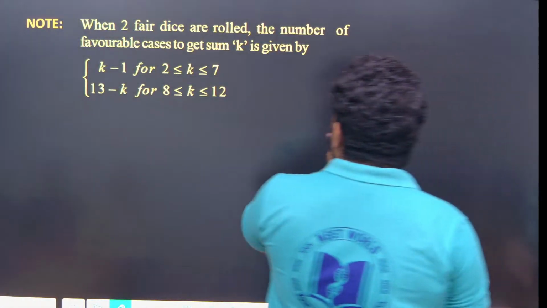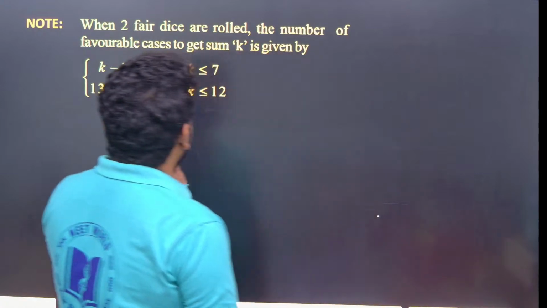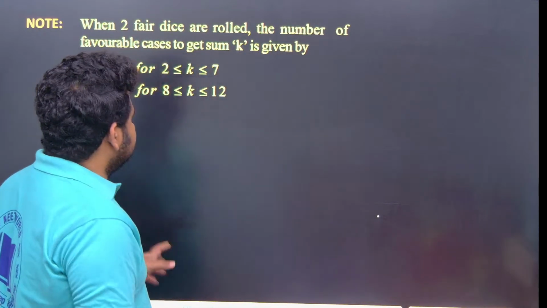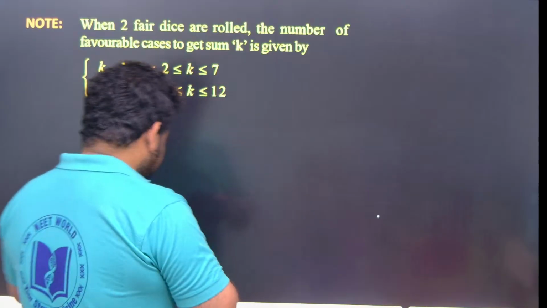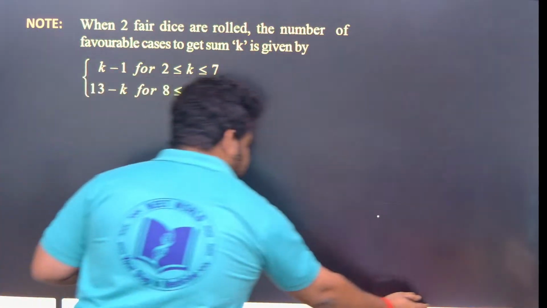Okay, when two fair dice are rolled, the number of favorable cases to get sum k is given by. Okay, so before going to that, let us take some examples when it comes to fair dice. Fair dice means that it is having different numbers on different faces. Now, first thing, let us take simple examples.